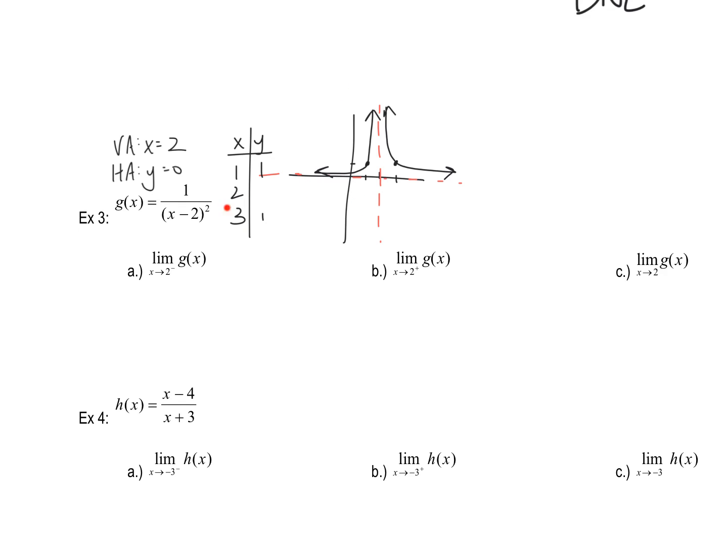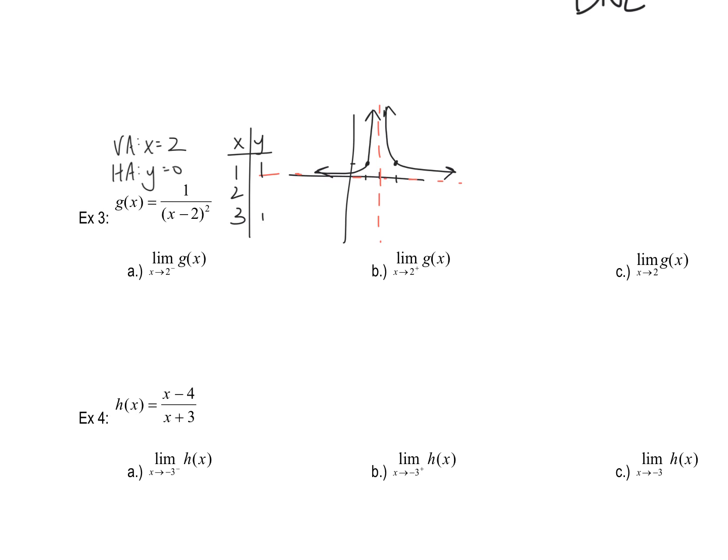When I plug in 3 here, I also get 1. So therefore 3, 1 is right there. This boomerang is up here too. And so this is a different scenario just because our denominator here is squared. That means we're always going to have positive numbers and nothing negative. So if you're wondering why that has a different shape, it's because of the square right here than the other ones that we've done so far.